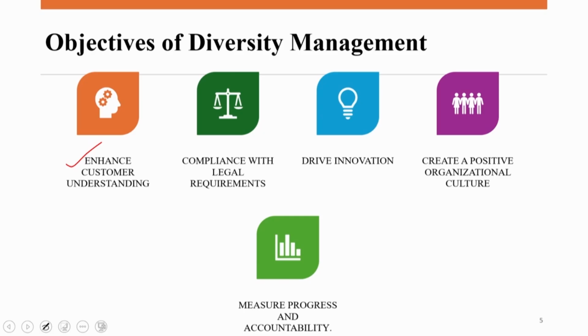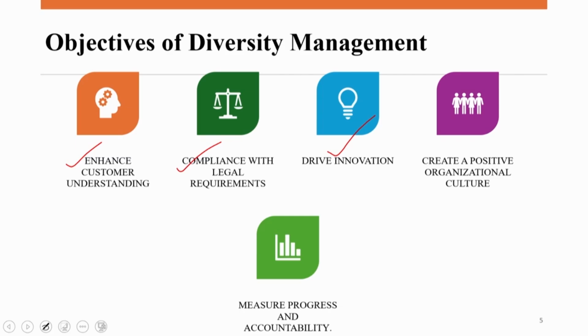When you look into objectives, you also see that there is compliance with the legal requirements. Implementing effective diversity management practices helps the organization to comply with various legal requirements related to discrimination and equal opportunity in the workplace. You can also see that diverse teams are more likely to generate innovative ideas due to their varied perspectives and experiences. So this particular objective, driving innovation orientation, aligns with the need for organizations to adapt quickly to changing market demands.